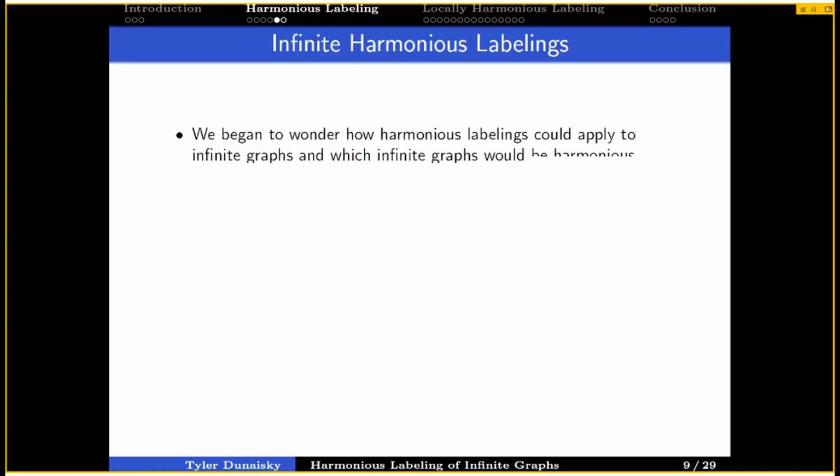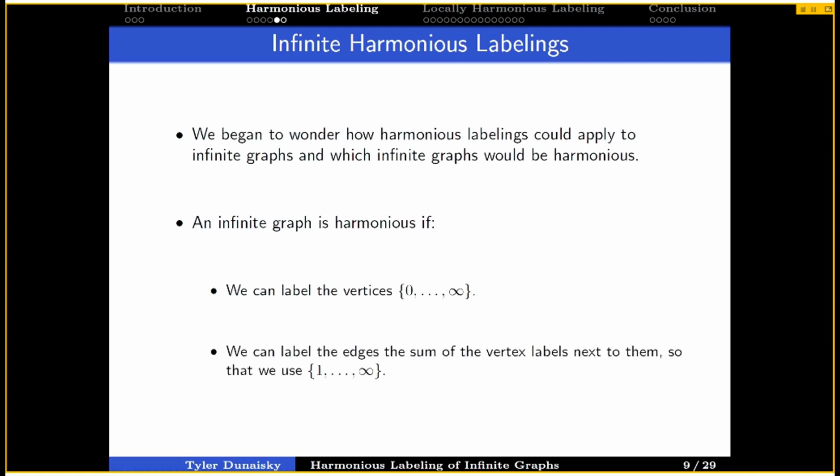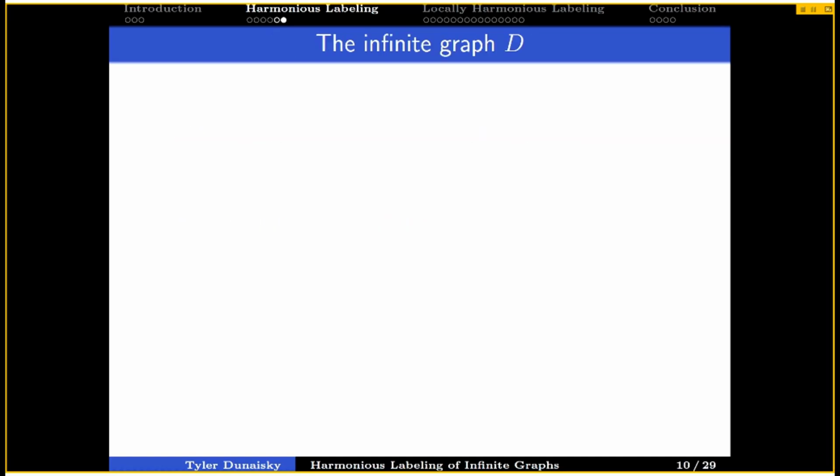Onto infinite harmonious labelings. We begin to wonder how harmonious labelings could apply to infinite graphs, and which infinite graphs would be harmonious. An infinite graph is harmonious if we can label the vertices 0 through infinity. We can label the edges the sum of the vertex labels next to them, so we use 1 through infinity. So now let's extend this to infinite graphs.